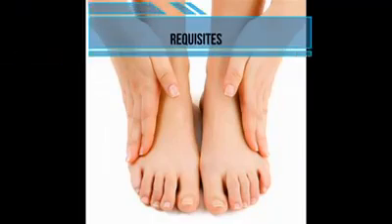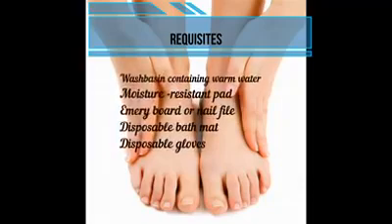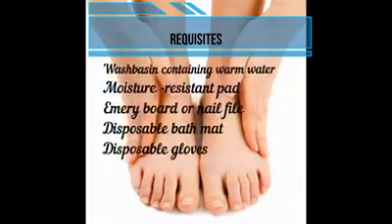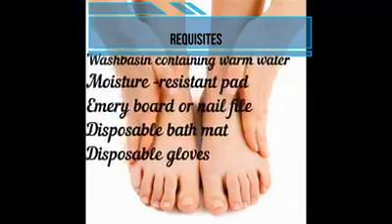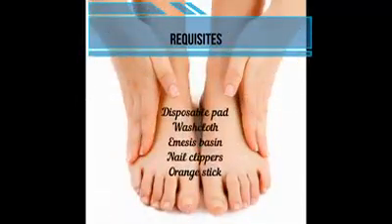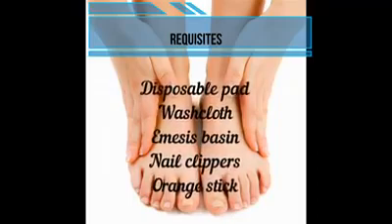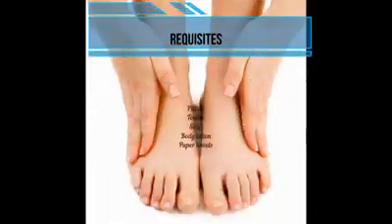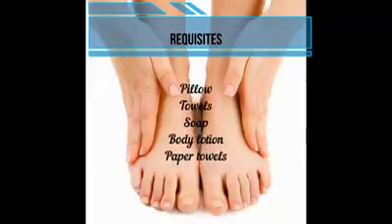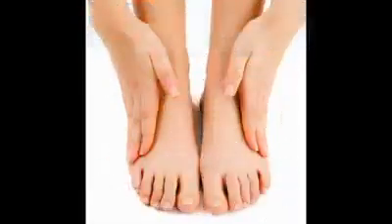For this procedure, we will be needing the following materials: a wash basin containing warm water, moisture-resistant pad, emery board or nail file, disposable bath mat, and disposable gloves. We will also be needing disposable pad, washcloth, emesis basin, nail clippers, orange stick, and also pillow, towels, soap, bath lotion, and paper towels.